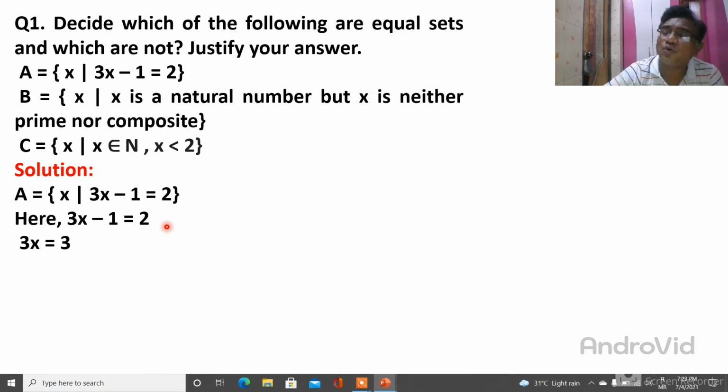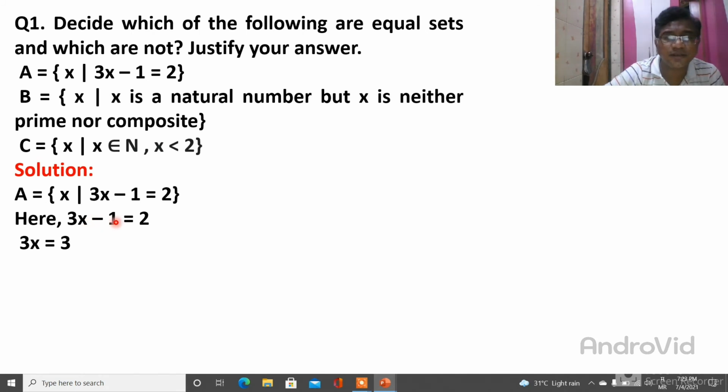So that minus 1 goes across, it becomes plus. So minus 1 plus minus 1 goes across and becomes plus. 2 plus 1 is 3. So here we are getting 3. See, 3x minus 1 is equal to 2. So this minus 1 goes across, plus 1. 2 plus 1 is 3. So 3x is equal to 3. Do you understand what I say?